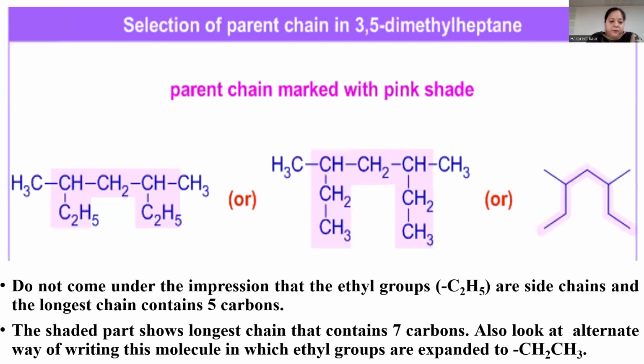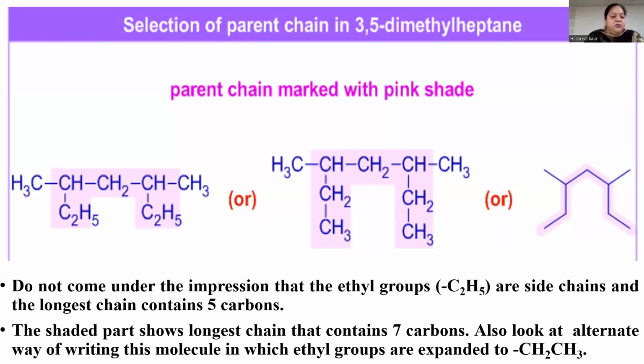Now, in this type of compound, normally students commit a mistake. As in the first structure, you can see it is written as C2H5. Before writing the name, C2H5 is to be expanded to CH2CH3, as it is shown in structure number 2 or 3. In the first, it is C2H5 and normally students count it as 1 and they take a chain of 4 carbon atoms. It's not a chain of 4 carbon atoms, it's a chain of 6 carbon atoms.